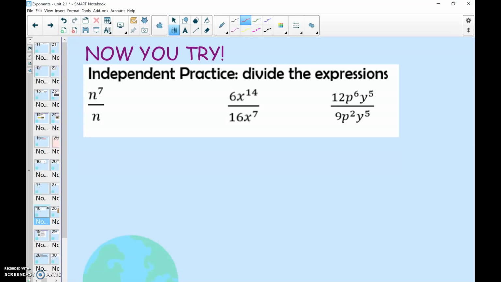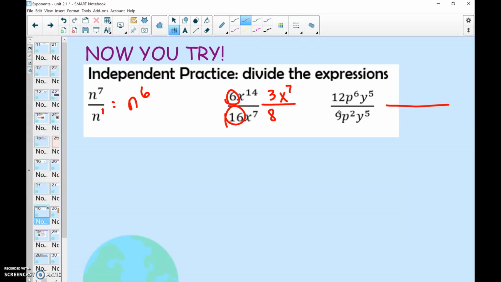Alright. First one, we've got n to the 7th over n to the 1st. So you should get n to the 6th power there. This one, 6 and 16, I can divide them both by 2, which means I have 3 on the top, 8 on the bottom. X to the 14th, x to the 7th. If I subtract those numbers, I'm going to get x to the 7th, and it's got to stay on the top because that's where more of the numbers are.